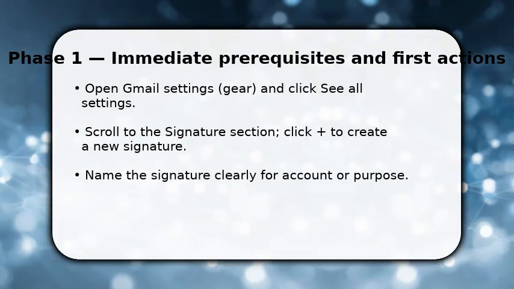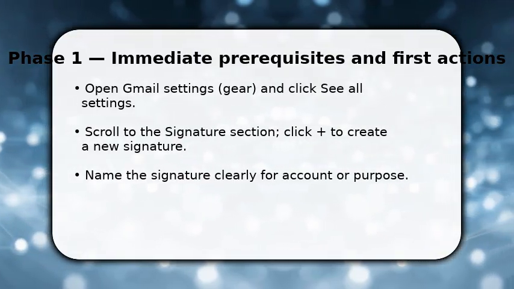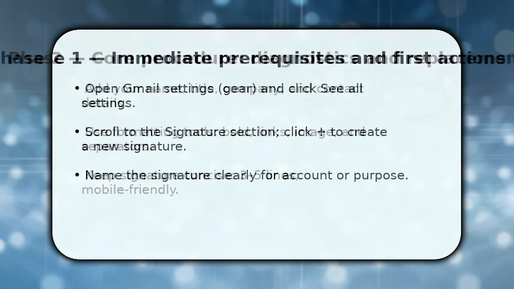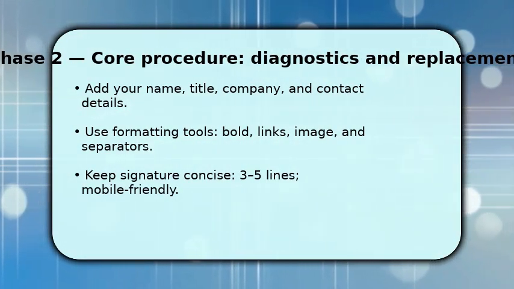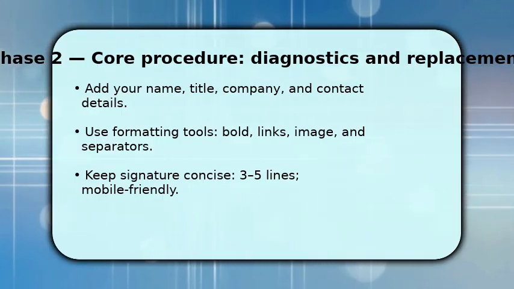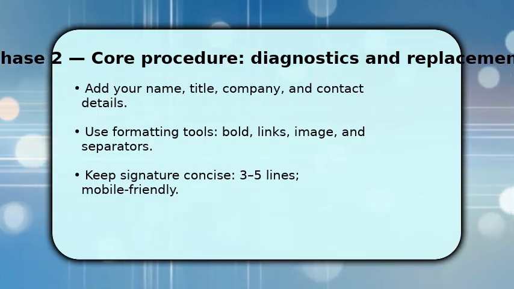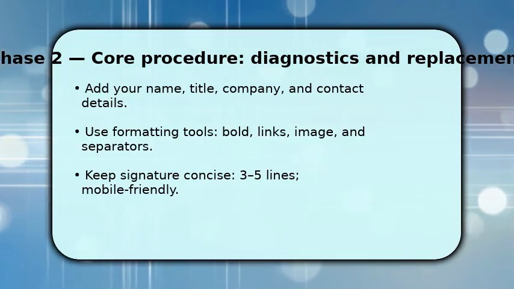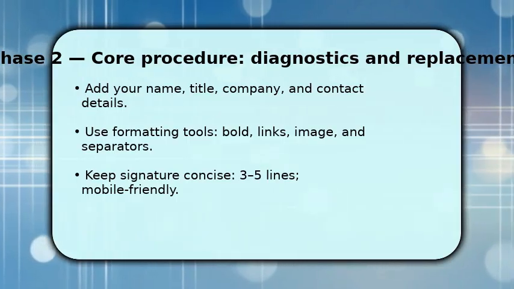Make sure to choose the correct account in the top right if you use multiple Google accounts, and then move on to composing content. Now you compose the signature. Type your name, title, company, phone, and one link like a website or LinkedIn. Use the formatting toolbar to bold key info, insert a clickable URL, add an image or logo, and insert a horizontal line to separate from email body. These choices affect readability and branding.